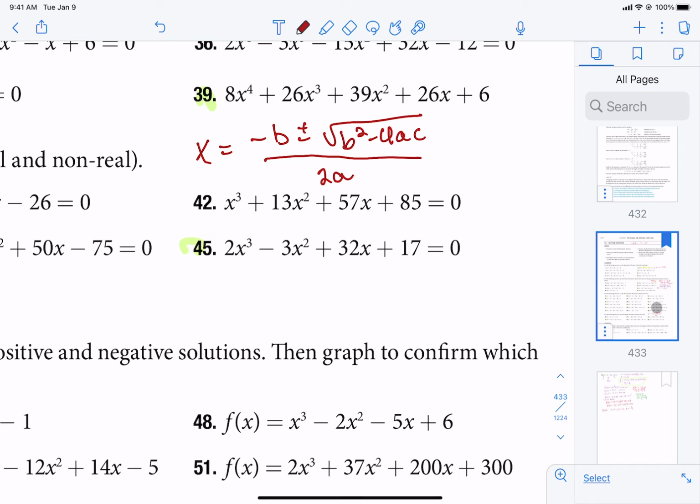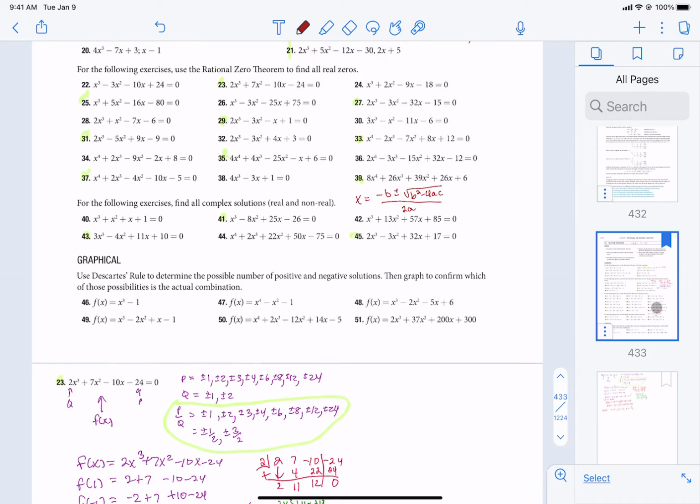So for 41, 43, and 45, most likely you're going to find one zero that's very nice. You'll be able to take that one out. And then what's left is unfactorable. Don't stop there. Use the quadratic formula to find those last two zeros. And there's only 3 of those.